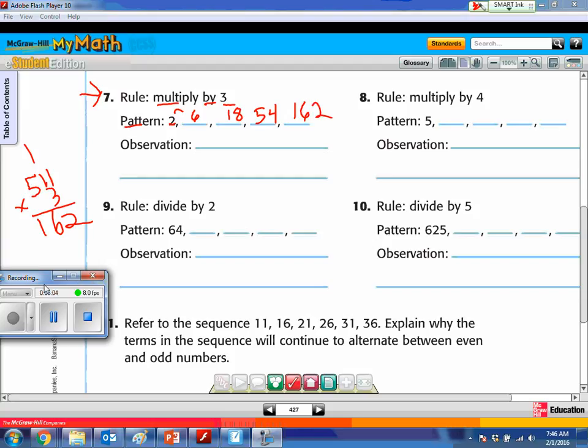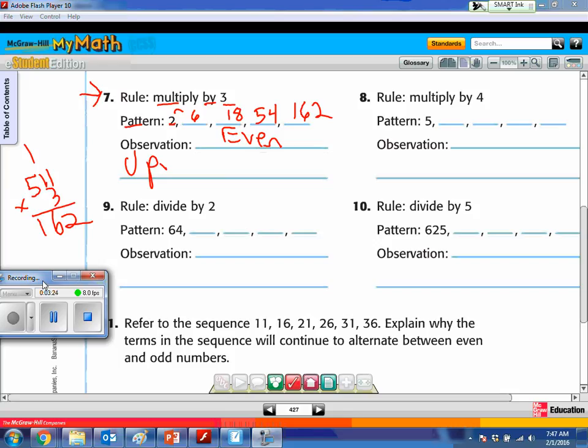So now my observation, let's take a look at these numbers. My first observation I should notice is that these are all even numbers. My second observation I should notice is that they are going up. But now for a third observation. Here's where it can get a little bit tricky.